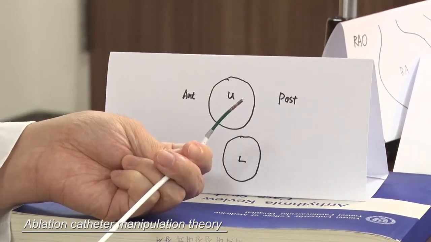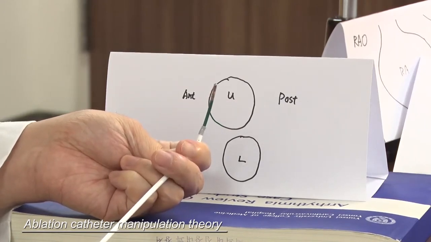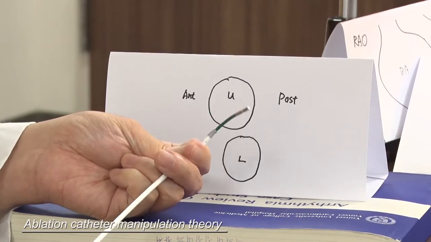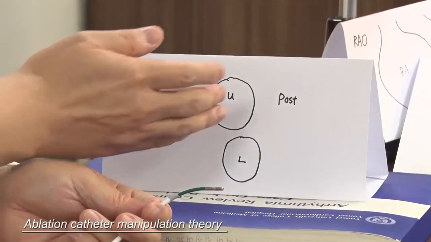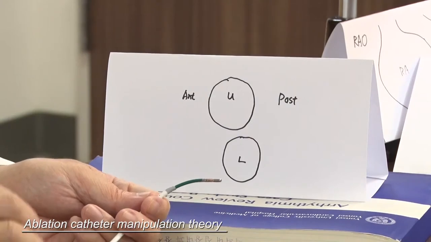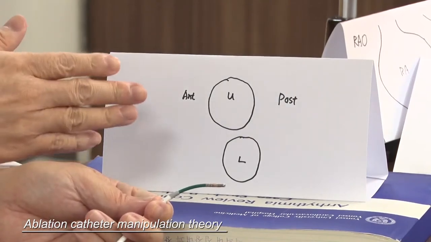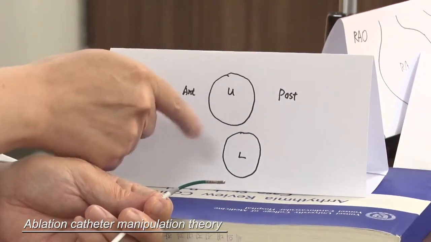So for the left side pulmonary vein, counterclockwise torque makes a better contact to the anterior ridge. Clockwise torque makes a posterior ridge contact. Okay, now you can imagine this is the anterior side of a right side pulmonary vein, and this is the posterior side of a right side pulmonary vein.